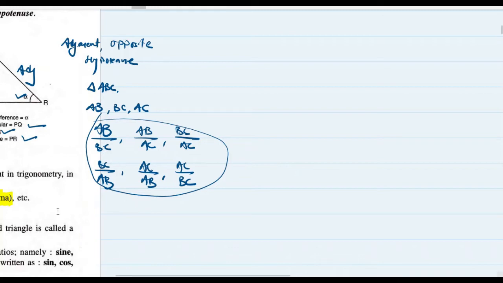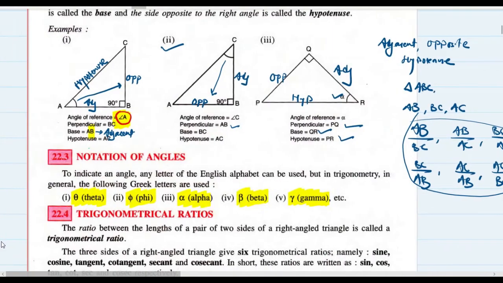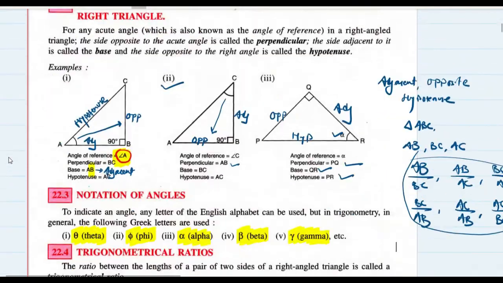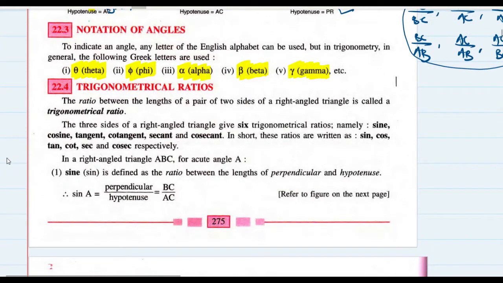And since three sides of a right angle triangle can be arranged in 6 different ratios, and we are studying the chapter of trigonometrical ratios, remember, we can say that the ratio between the lengths of a pair of two sides of a right angle triangle is called a trigonometrical ratio. Right? What is a trigonometrical ratio? It is the ratio between the lengths of two sides of a right angle triangle.